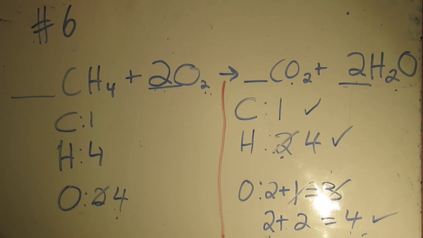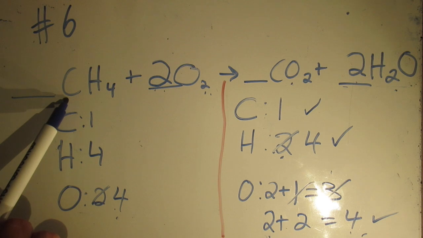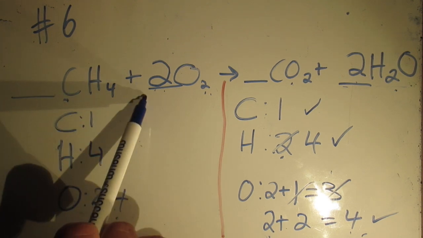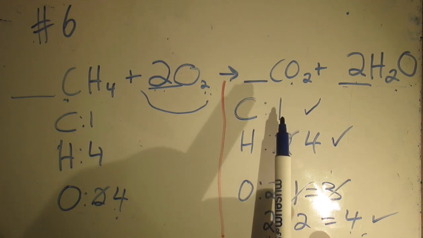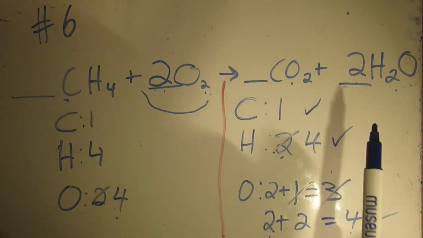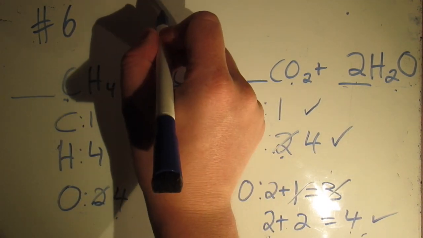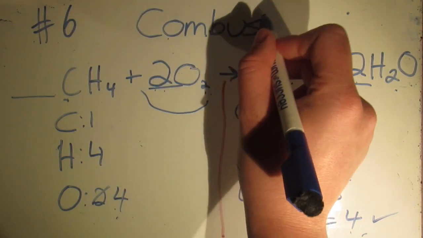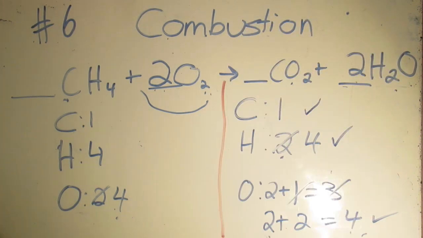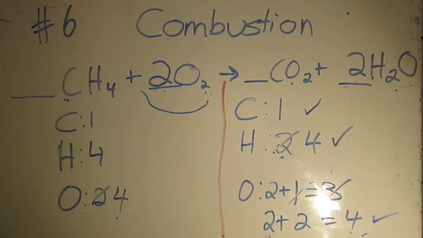Good. Second part is what type of reaction this is. So this might be a little bit tricky, but remember, this is the type of reaction where we start with a carbohydrate, we burn it, which means we add oxygen, so it's burning, and we always end up with carbon dioxide and water. So that would make this, no question, a combustion reaction. So that is question number 6 done.